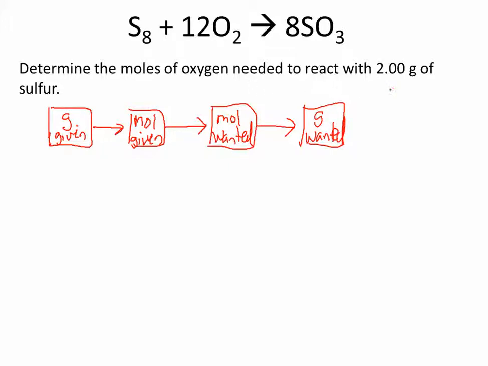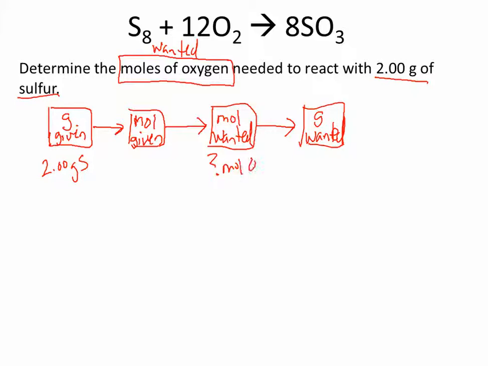So what are we given? We're given 2 grams of sulfur. So we're starting here: 2.00 grams of sulfur. And what do we want to find? We want to find moles of oxygen. So this is our wanted. Look, here's moles of oxygen. So we want to find moles of oxygen.